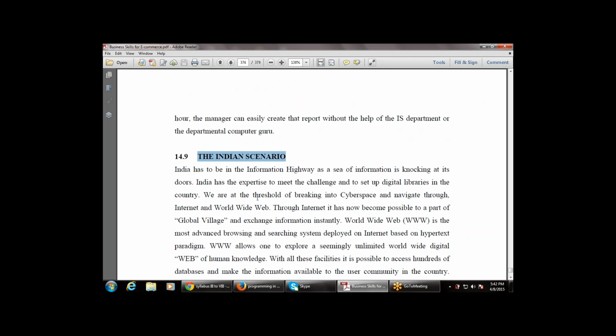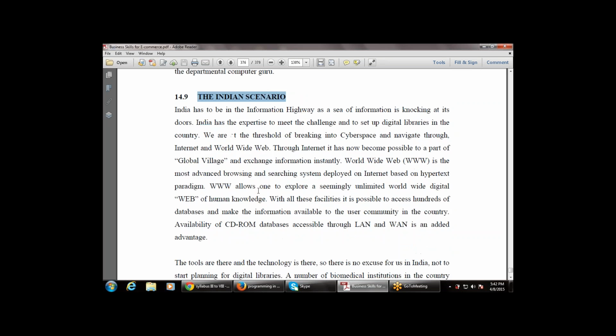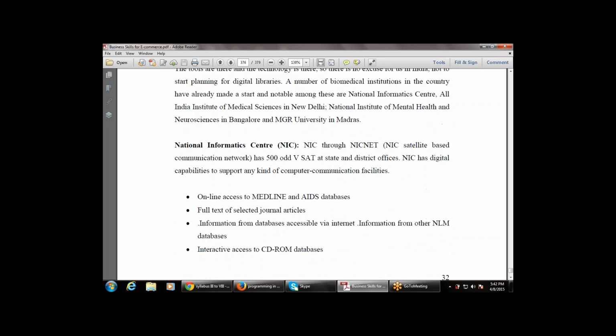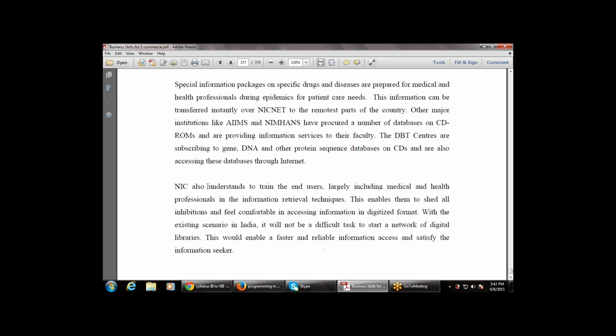Now, what is the Indian scenario? This is not a topic directly related to this concept. In the Indian scenario, organizations are using the WWW. And what is NIC? That is the National Informatics Centre. Through the NIC satellite based network, there are various provisions at various offices.